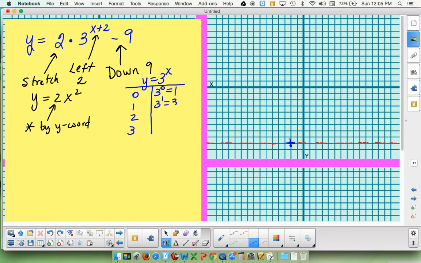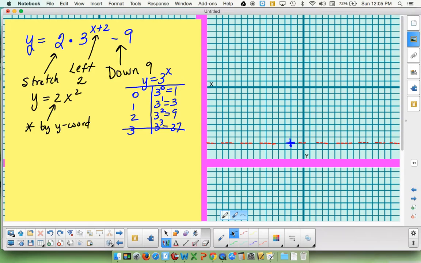3 to the first is 3. 3 to the second is 9. And, yep, 3 to the third is 27. Probably not doing that one. Too big. Okay, but am I done with these coordinates? And the answer would be no, I'm not.